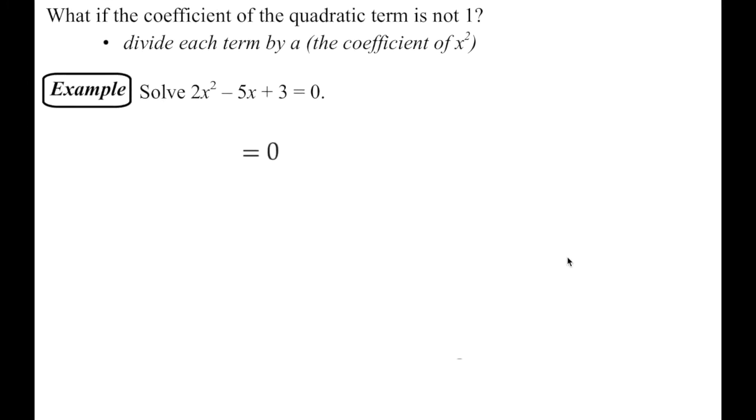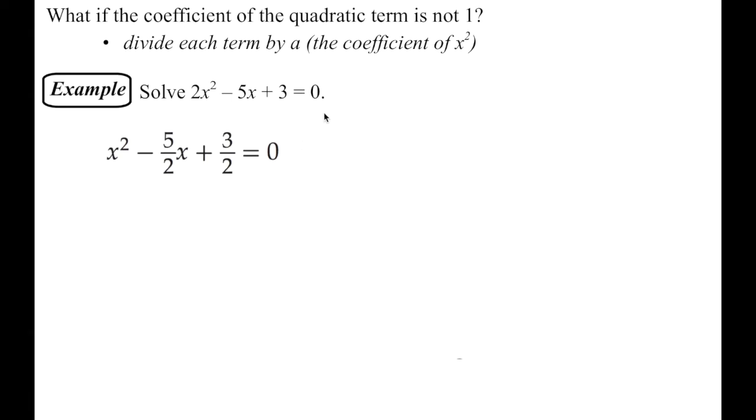What if the coefficient of the quadratic term is not 1? So far we've always had an x squared term whose coefficient is 1. If it isn't, our very first step has to be to divide each of the terms in the quadratic equation by whatever that coefficient is. So in this example, we will have to divide every term by 2. So when we do that, we get x squared minus 5 halves x plus 3 halves equals 0. The rest is exactly the same.